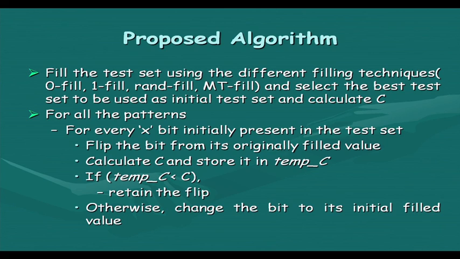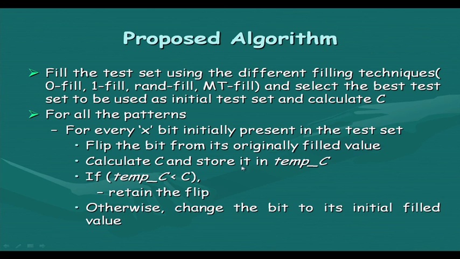So, given a test pattern set, we fill these test patterns using these techniques, and we calculate the criticality of every block, which we call C. Now, for every x bit that we have in the test pattern set, we flip the bit from its originally filled value to the other one. If its originally filled value was 0, it becomes 1, and if it was 1, it becomes 0. Then we calculate the criticality value again and store it in the variable temp C.